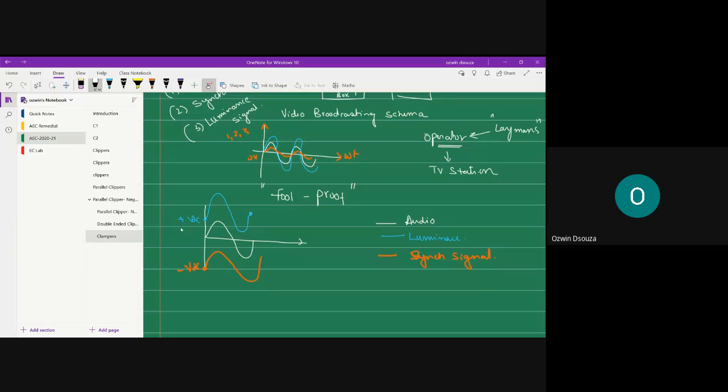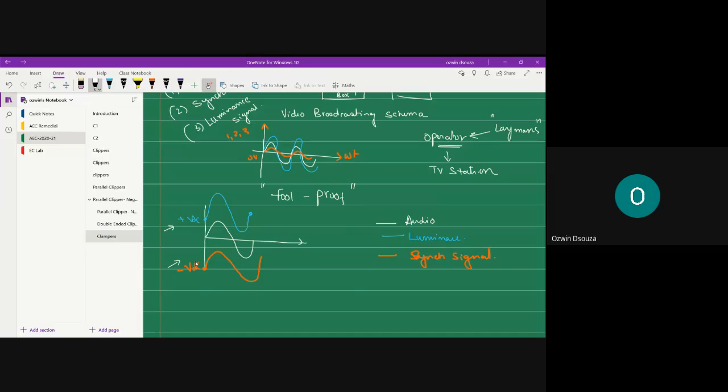For proper sync, there will be a fixed plus VDC level and minus VDC level. If the signal gets drifted from this plus VDC level and minus VDC level, then there will be some kind of syncing issue. Whenever there is a syncing issue, the layman has to just track this plus VDC and minus VDC level, and communicate this level to the station master, and the station master will accordingly correct the signals.